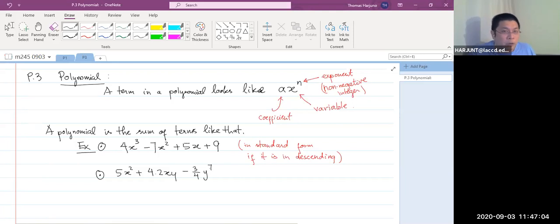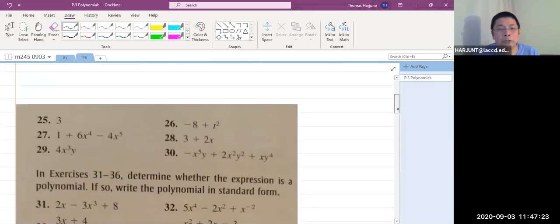So any terms with square root, for example, or cube root, with radicals, or if the exponent is a fraction, it's not a polynomial. Okay. Now, but what we are interested in right now is more into the operation.